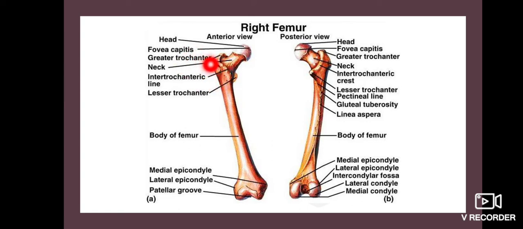Then on the outer aspect you can see the gluteus medius and minimus, and in the lesser trochanter you can see the psoas major as well as iliacus. They are together called the iliopsoas. So this is about the upper end of the femur. Now we can move to the shaft. The shaft doesn't have many features.